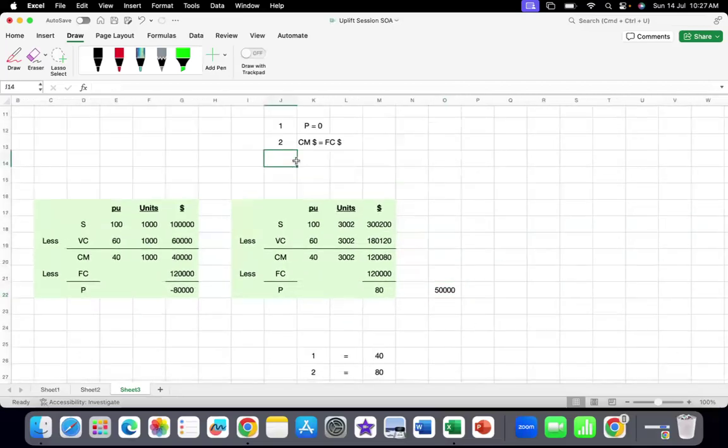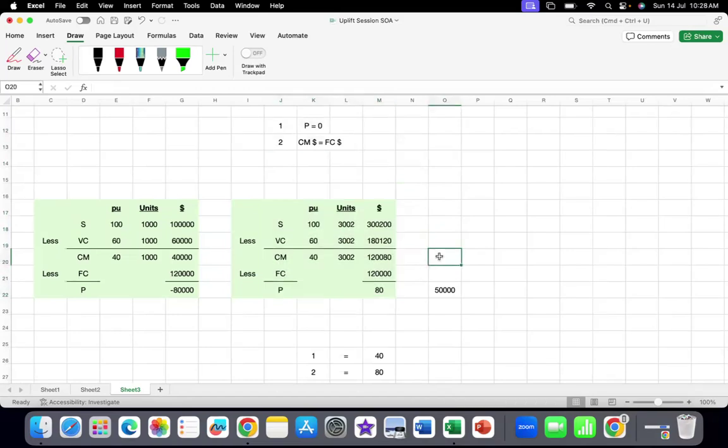Point is, I don't know what is called break even. I don't know what is contribution equal to fixed cost. I'm not aware of profit equal to zero. I'm not aware of all these concepts. What I'm only aware of is you tell me one answer which will make my profit equal to 50,000 based on your equation.